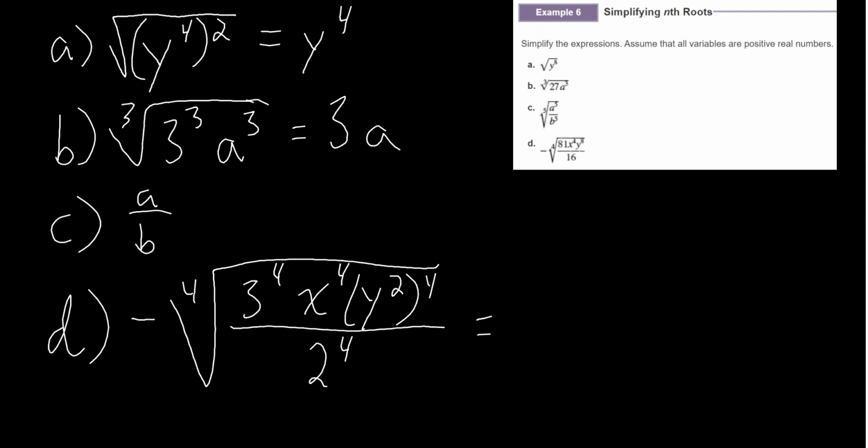So I can pretty much just simply say we're going to have a negative. Again, the negative's on the outside. A negative 3x y squared all over 2. Because everything inside is to the fourth power.